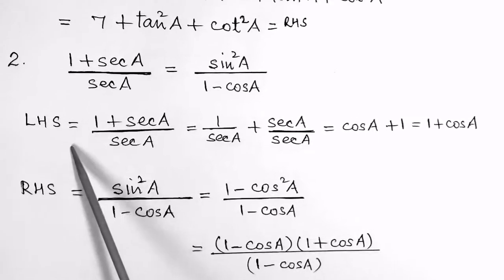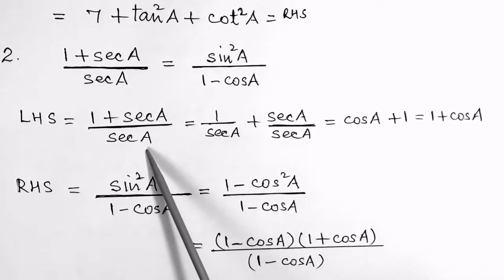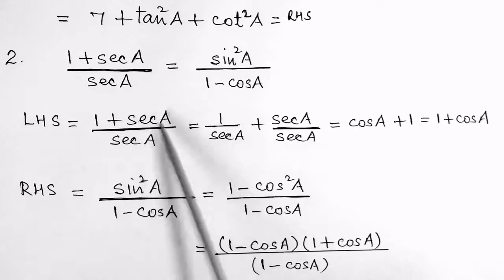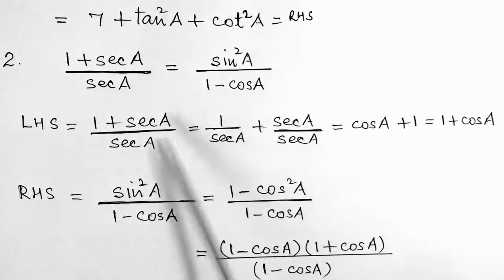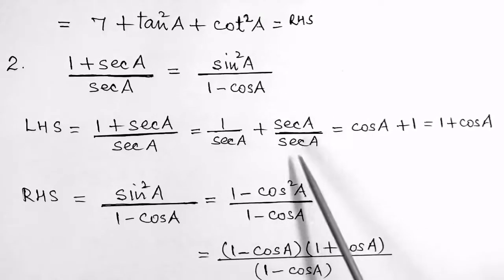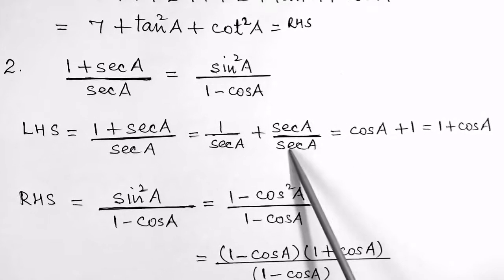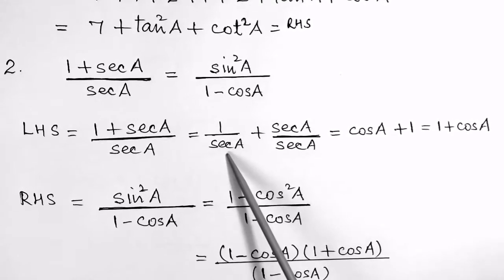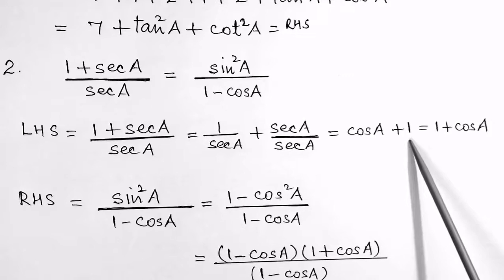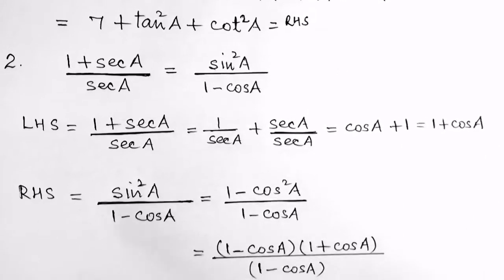So here I am taking LHS as (1 + sec A) / sec A. So divide both by secant A, right? So 1 upon sec A plus sec A upon sec A. So secant A gets cancelled. And 1 over secant A is cos A. So cos A + 1, or 1 + cos A.